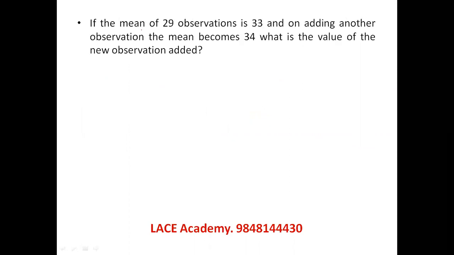If the mean average of 29 values is 33, and on adding another value the mean becomes 34. So when I add another value, a total of 30 values will be there. Each value is increasing by 1. When each value increases by 1, it means 30 values will increase by 30. That means the value that is added is 30 more than the original value 33.